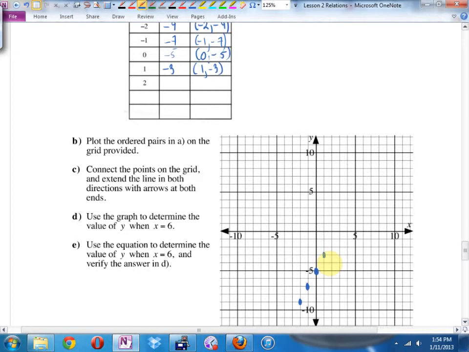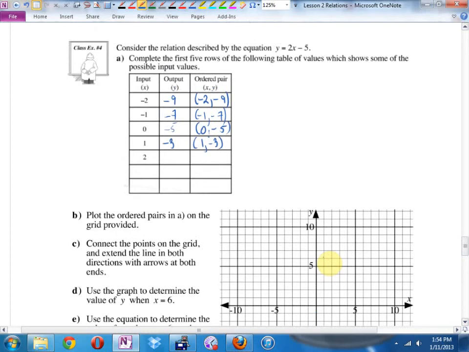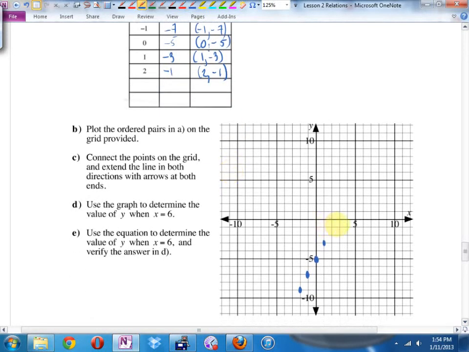Is Sam right? I sense some doubt, but is Sam right? How do you know? Fits our pattern, yes? Cool. 2. 2 times 2 is 4, minus 5. You know what? 2 goes with negative 1.